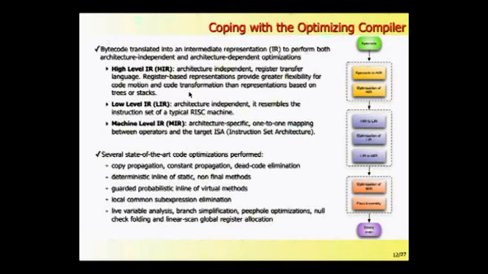And during this process, we have a state-of-the-art set of code optimizations. The most famous are copy propagation, constant propagation, deterministic inlining of static non-final methods, and in particular probabilistic inlining of virtual methods, which has been exploited to capture the execution state.